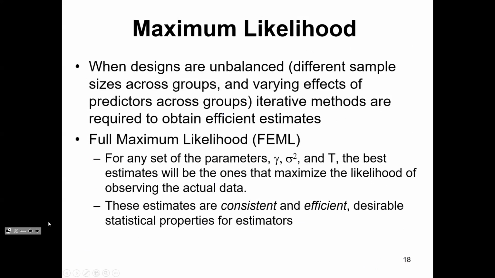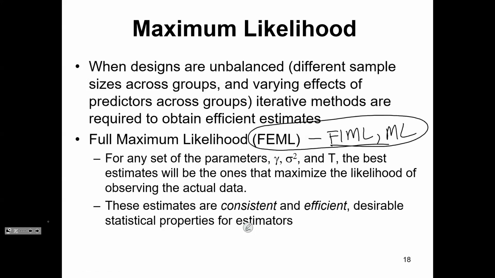There are two kinds of maximum likelihood estimation we're going to use. Full maximum likelihood, often known as FEML or FIML. Let me just say this right now: I tried to pick FEML, but you will see it written other ways. So FEML, FIML, and ML are all generally going to refer to the same thing, which is just your garden variety maximum likelihood. The good news is we're really going to use REML, and there's only one name for that, which is REML. So don't fret too much.